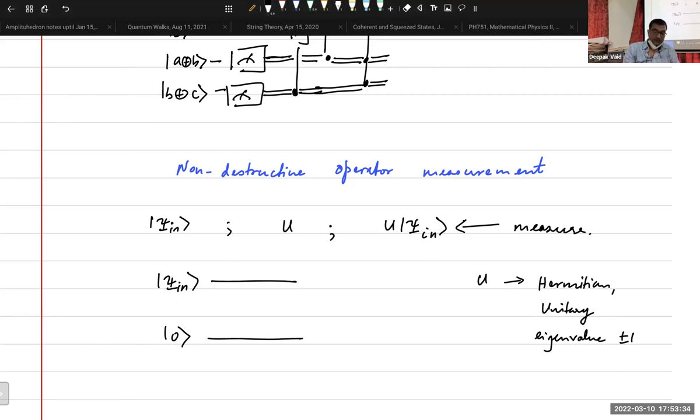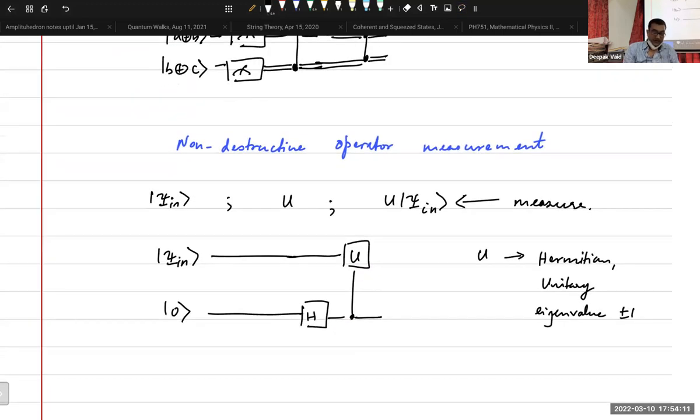So the first thing we do is we put the ancilla into the Hadamard basis, and then we perform a controlled unitary. So this is a controlled unitary. The control qubit is the ancilla, and the unitary acts on the state psi. And then we again put a Hadamard here.